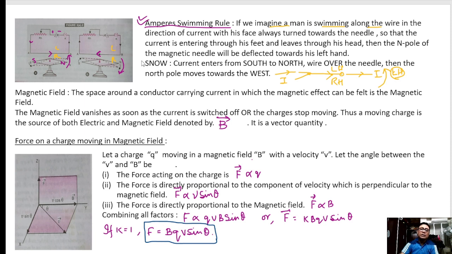Now what is Snow's rule? Snow's rule says that current enters from south to north. So this is the south and this is the north. If the current flows from south to north over the needle, that is, the wire is above the needle, then the north pole moves towards the west. So this is your west and this is your south. Clear? So Snow's rule says that if the current flows from south to north, the north pole will move towards the west.